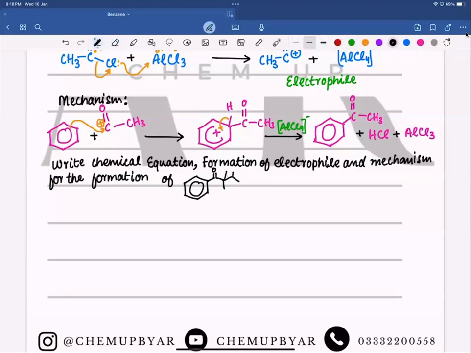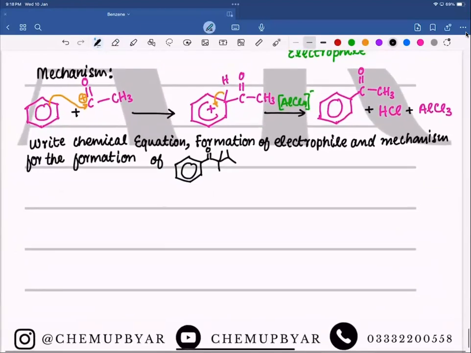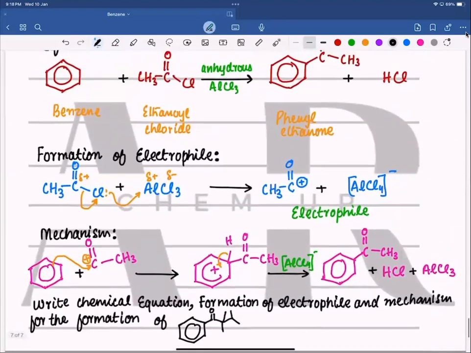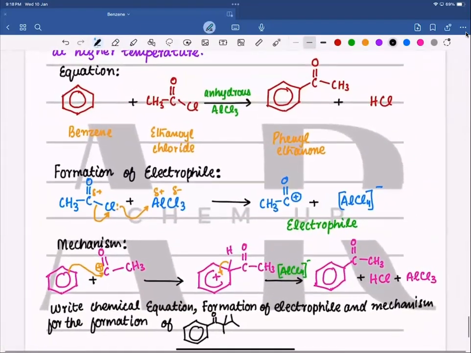So first you have to write the equation. Then you have to write the equation for the formation of the electrophile. And then you have to draw the mechanism. And here the equation, formation of electrophile and mechanism are available for the reference. So do it quickly. Maha and Kubra, you are going to WhatsApp me and I'm going to check both of yours.